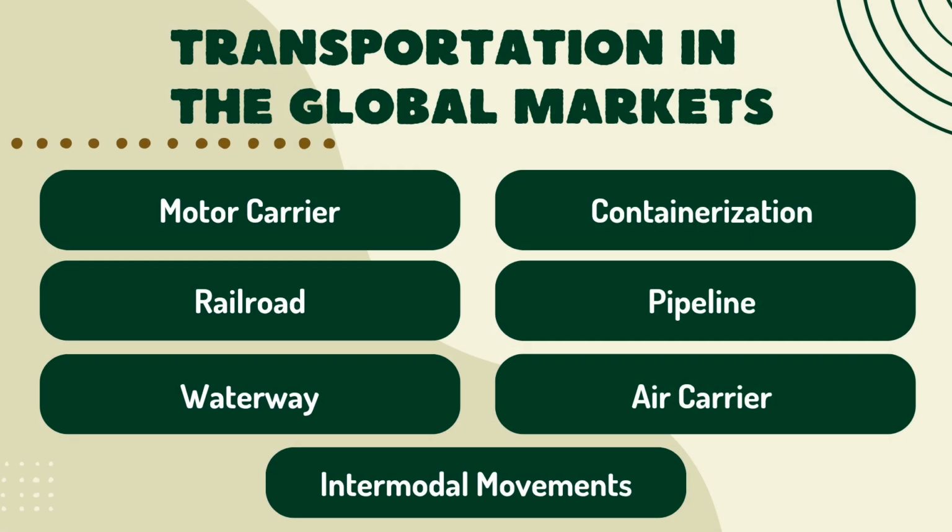Transportation in the global markets. Selecting the right mode of transportation depends on factors such as cost, speed, and the type of goods being shipped. First transportation in the global markets is the motor carrier. Motor carriers transport goods and sometimes people via roads. They are commonly used in the Philippines because of their flexibility and availability. Examples are JNT, Lalamove, and AP Cargo, which use trucks and vans.